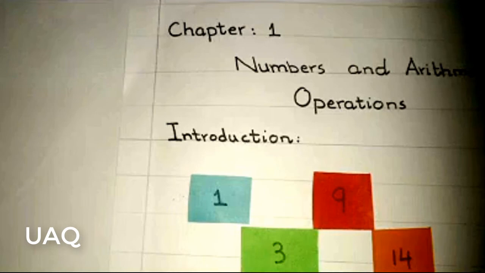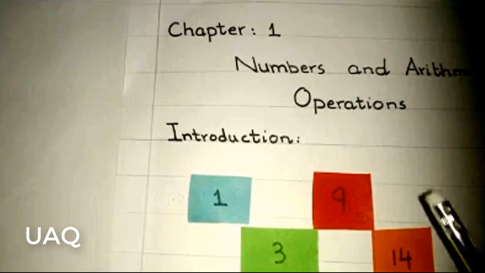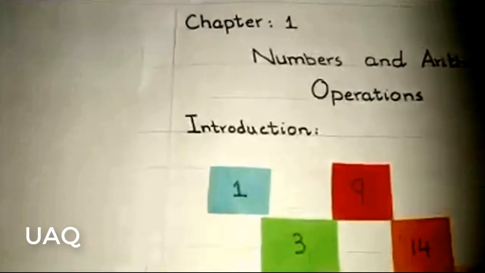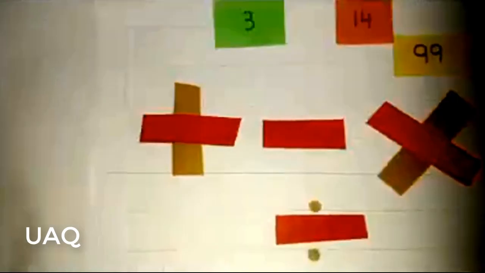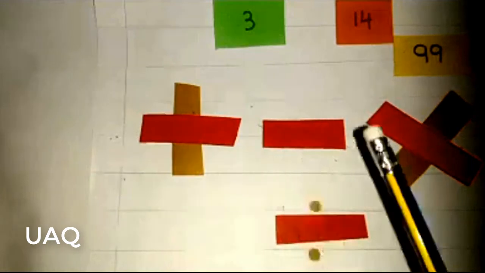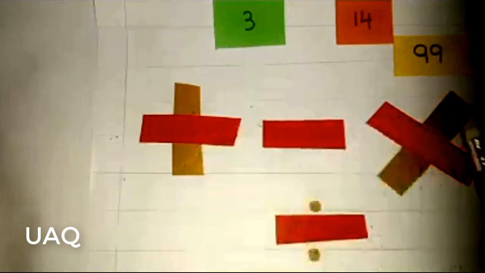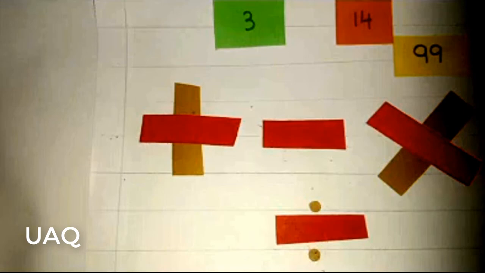Today we are going to start our first chapter, Numbers and Arithmetic Operation. Dear students, let us understand the meaning of the chapter. We use different numbers in our daily life. Numbers are used for counting objects. There are four types of arithmetic operations, namely plus, minus, multiply, divide. We use these numbers and arithmetic operations to perform our everyday mathematics.